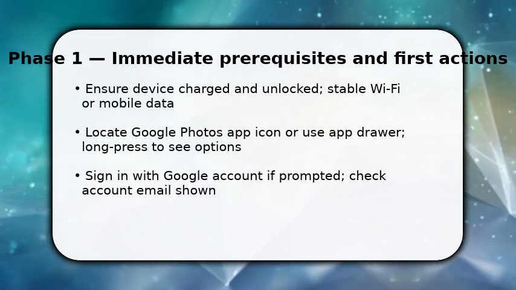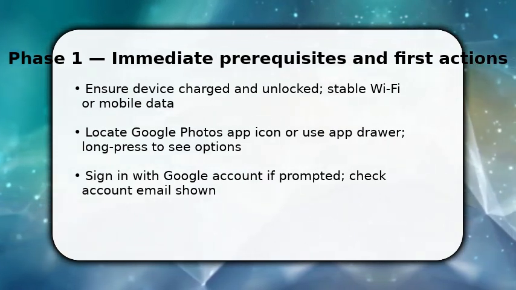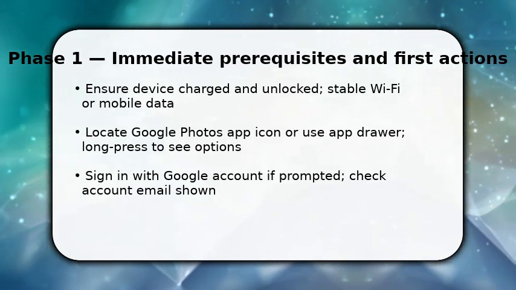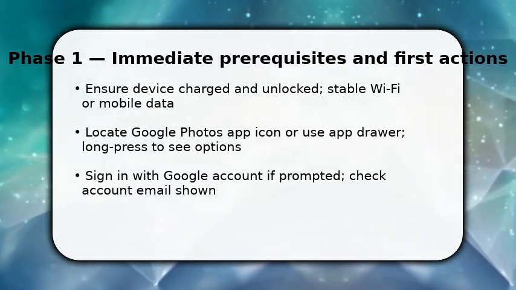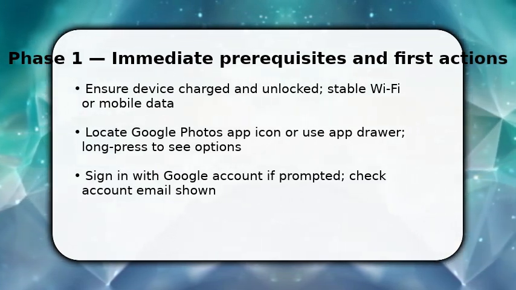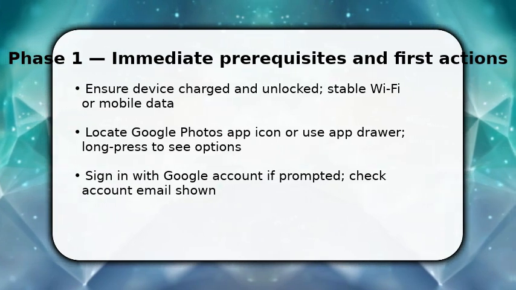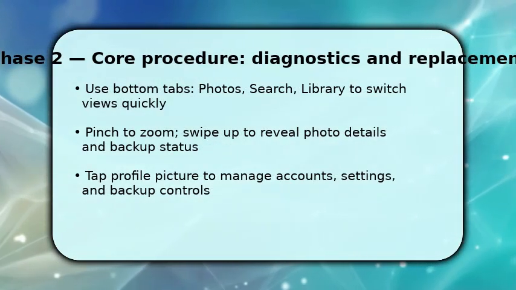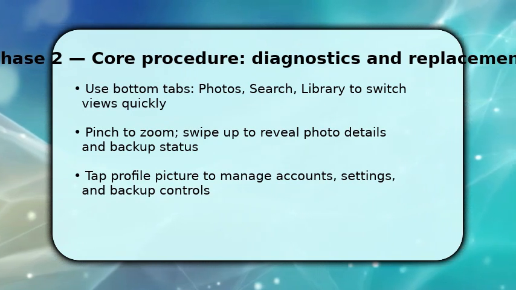If you see a sign-in screen, enter your Google account credentials and follow on-screen prompts. This links your device to your cloud library so you can view backed-up photos. Once the app loads, you'll land in Photos view where your images appear chronologically. Swipe up to reveal details and backup status for any image.